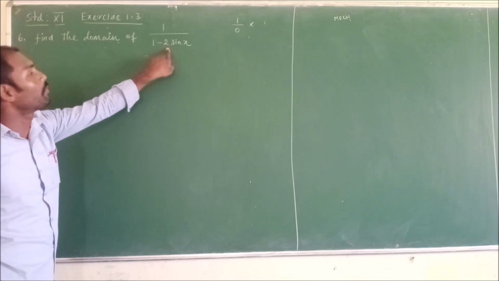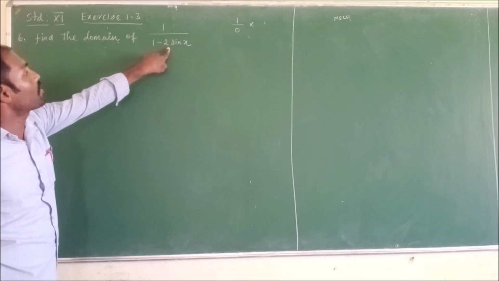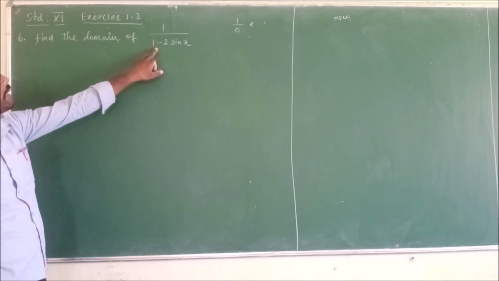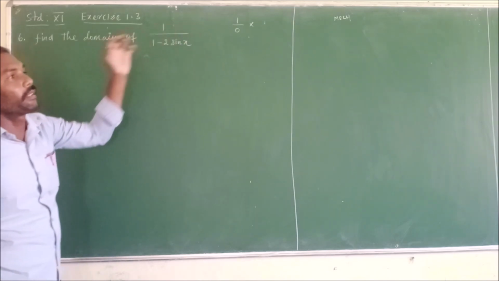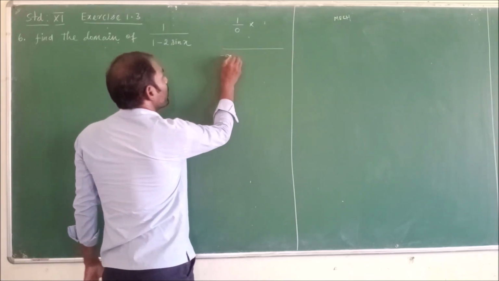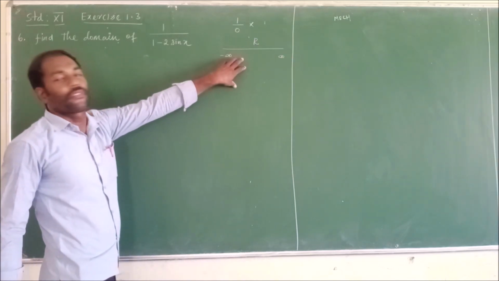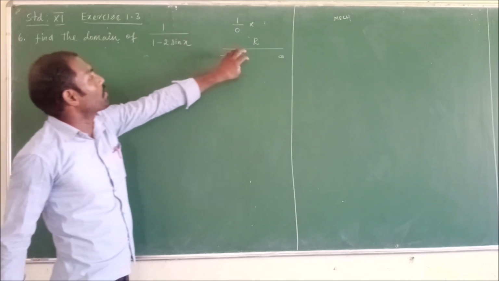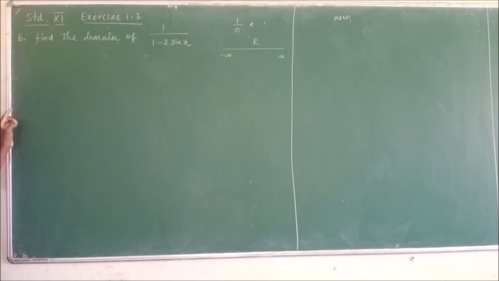If the denominator term 1 minus 2 sin x is not equal to 0, taking a non-zero value, it is called the domain. It is clear that the denominator term takes a non-zero value. Takes a non-zero value in the set of what? Real numbers. Minus infinity to plus infinity, it is R. R is the set of all real numbers. 1 minus 2 sin x takes a non-zero value in real numbers. It is called the domain. Is that clear?